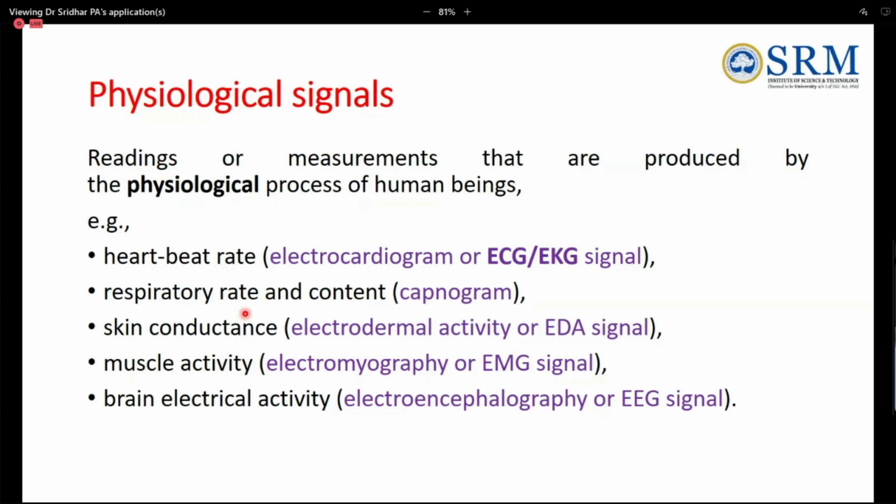There are many physiological signals produced by the physiological processes of human beings. We term them heartbeat rate, which is an ECG signal, and respiratory rate. I'm using these terms rather than ECG or EMG because this is what we are going to extract information from, the actual biological or physiological signal. Then you have skin conductance, muscle activity, and the brain electrical activity, which is the electroencephalography signal. We will see some examples of how it is recorded and how it is analyzed.